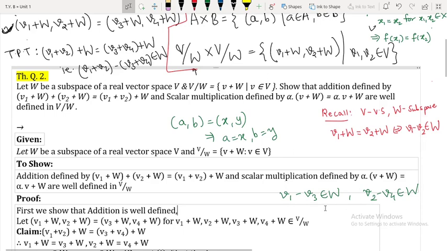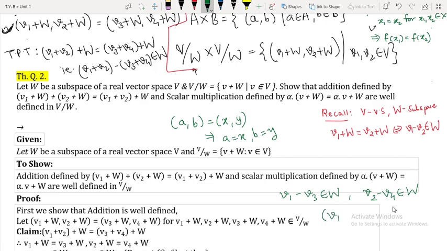Since both elements are from W and W is a subspace, you already know a subspace is closed under addition. So if we have two elements of a subspace, where will the addition of the elements lie? They will be again in the subspace. So what can I say? This V1 minus V3 plus V2 minus V4 will belong to W, since W is a subspace.